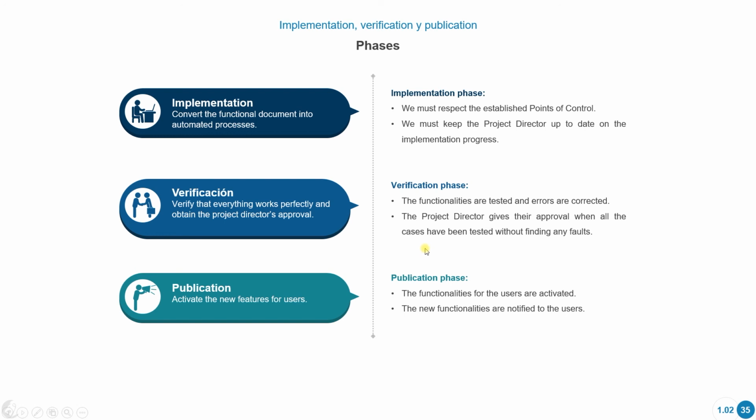So once they've approved this, we can publish it. We can activate all these new features for the different users who are going to interact with them. Okay, so during the publication phase, the functionalities are going to be activated. The new features are going to be notified to all the users within the company. If they're external users or people from outside of the company, well, maybe we're going to do a marketing campaign or something so that people know that there's a new service available for them.